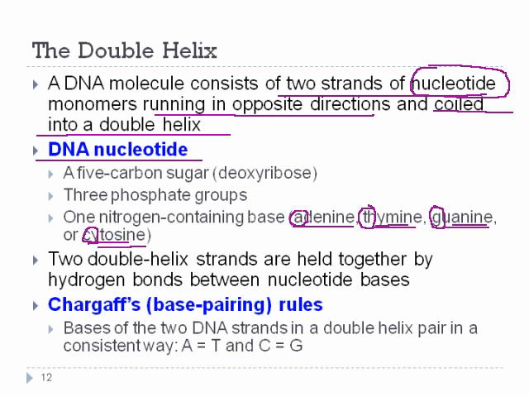The 2 double helix strands are held together by hydrogen bonds, and so anything that disrupts hydrogen bonds can disrupt this double helix structure. And then we have some base pairing rules that we talk about in regards to the DNA. These are also called Chargaff's rules. A and T pair together, and C and G pair together.